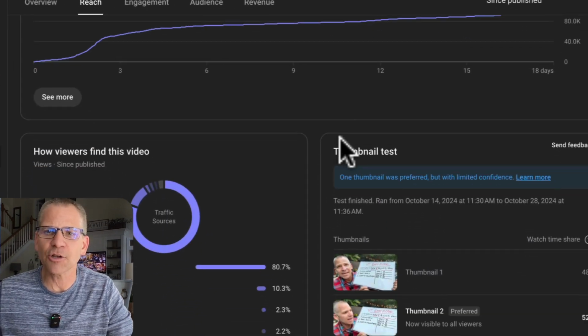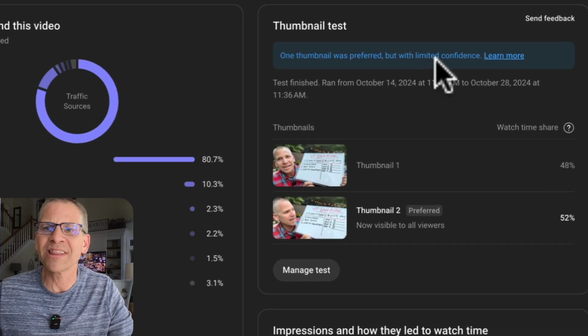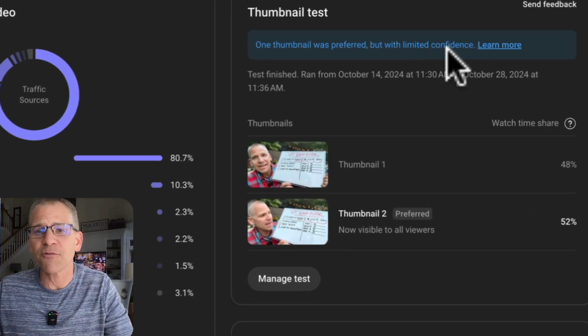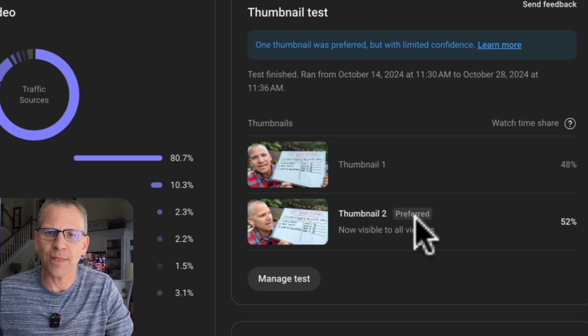All right. Let's look and see what this one did here. Okay. So now here it says one thumbnail was preferred, but with limited confidence. So it's saying like, they were both pretty similar, but if we were to pick, we would pick this one. And it's interesting because I had no text on these on purpose. This one here, the only difference was I was looking at the whiteboard. This one here, I was looking at the camera. This one did better. So that one there, we're going to leave.